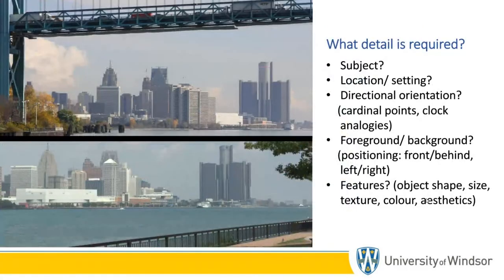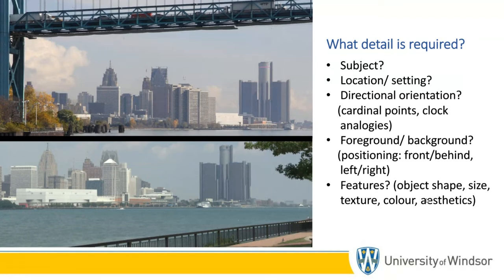The other thing is, what detail is required to mention in the image? And so the first one is the subject. Now in this subject, we all recognize this. These are two images that have the skyline, and it's of a metropolitan city, but we can recognize this metropolitan city, right? We can identify that it is a location which is in Detroit, and it's in the United States. So the location is an important component.